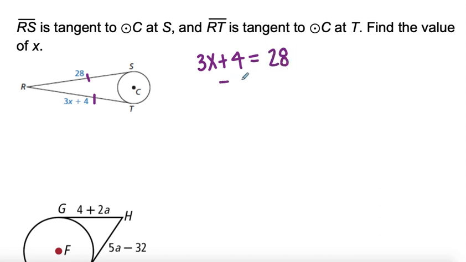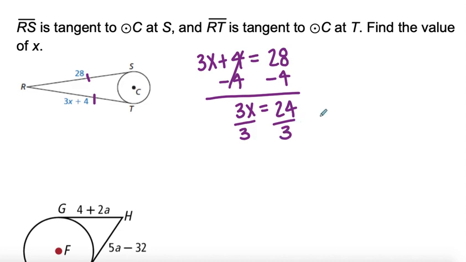Now I'm going to solve for x. So I'm going to subtract 4 on both sides. And so I get 3x is equal to 24. And then I'm going to divide both sides by 3. And so I get that x is equal to 8.